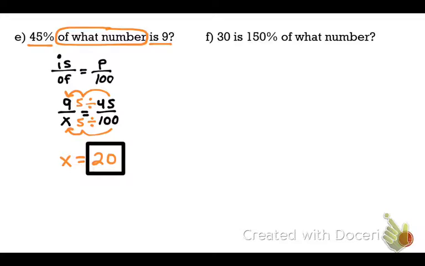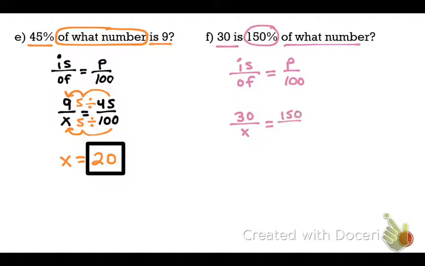All right, as I walked around, I saw a lot of great work. Okay, we've got 30 is 150% of what number? Start with the formula. What's the original formula, guys? Is over of equals P over 100. Everybody together? Is over of equals P over 100. Okay, so my 30 is. My of, we don't know yet. The percent is 150% out of 100. Can I do mental math for this one? No. Yes, you can. There is a missing link here.